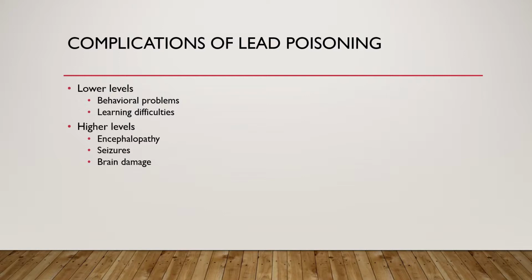Complications of lead poisoning. Remember, a normal reading is 0. Children should not have any lead in their blood. So if there's lower levels of lead in their blood, you'll see some behavioral problems and learning difficulties. Kind of really hard to pinpoint. You know, that's kind of vague symptoms. Higher levels, when you start seeing the big encephalopathy and seizures and actual brain damage. Hopefully we can catch on earlier rather than later.